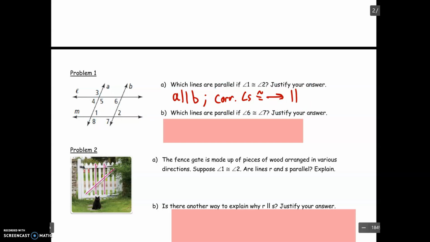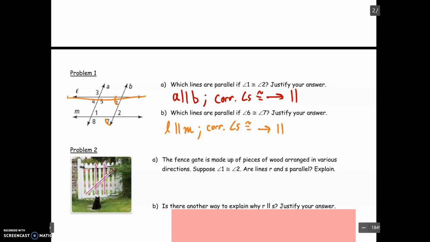If I look at the other parallel situations, so 6 and 7, it's a good idea also to mark those congruent if I know that these are congruent to start with as my given. If those are congruent, to check our answer, see what kind of lines that would prove, it looks like that would actually prove my other pair.